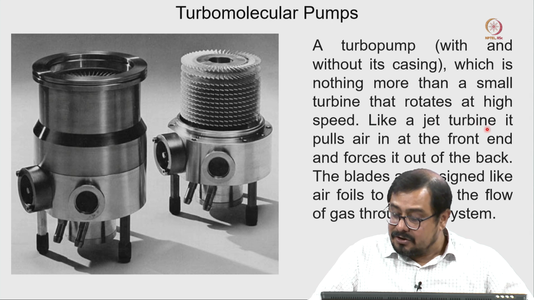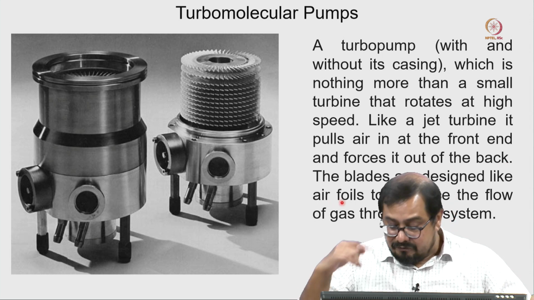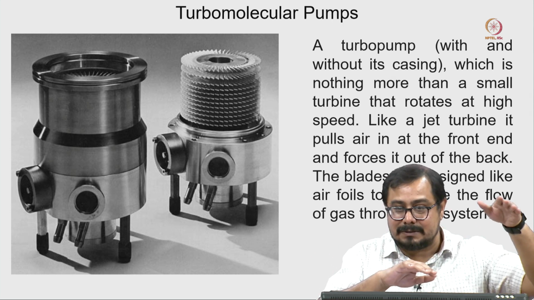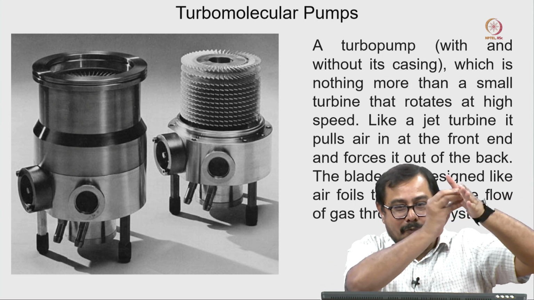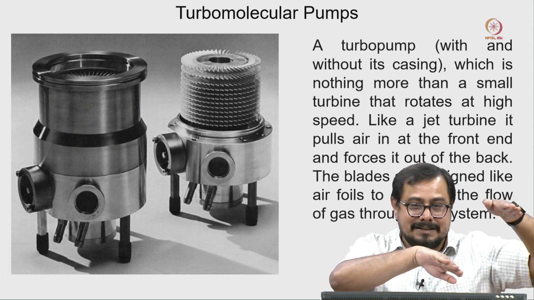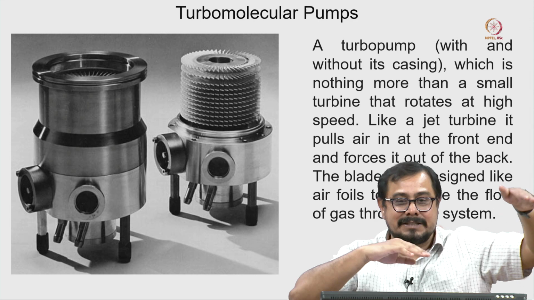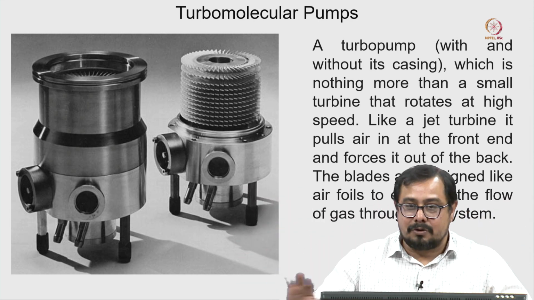So, like a jet turbine, it pulls air in at the front end and forces it out at the back. The blades are designed like airfoils to enhance the flow of the gas through the system. That is what I was trying to explain, that the blades are at a certain angle. So, if a water molecule or air molecule is pushed towards the blade at a certain angle, the blade will push it in the other direction, and this is how the blades constantly push the air molecules and throw them out from the microscope system.